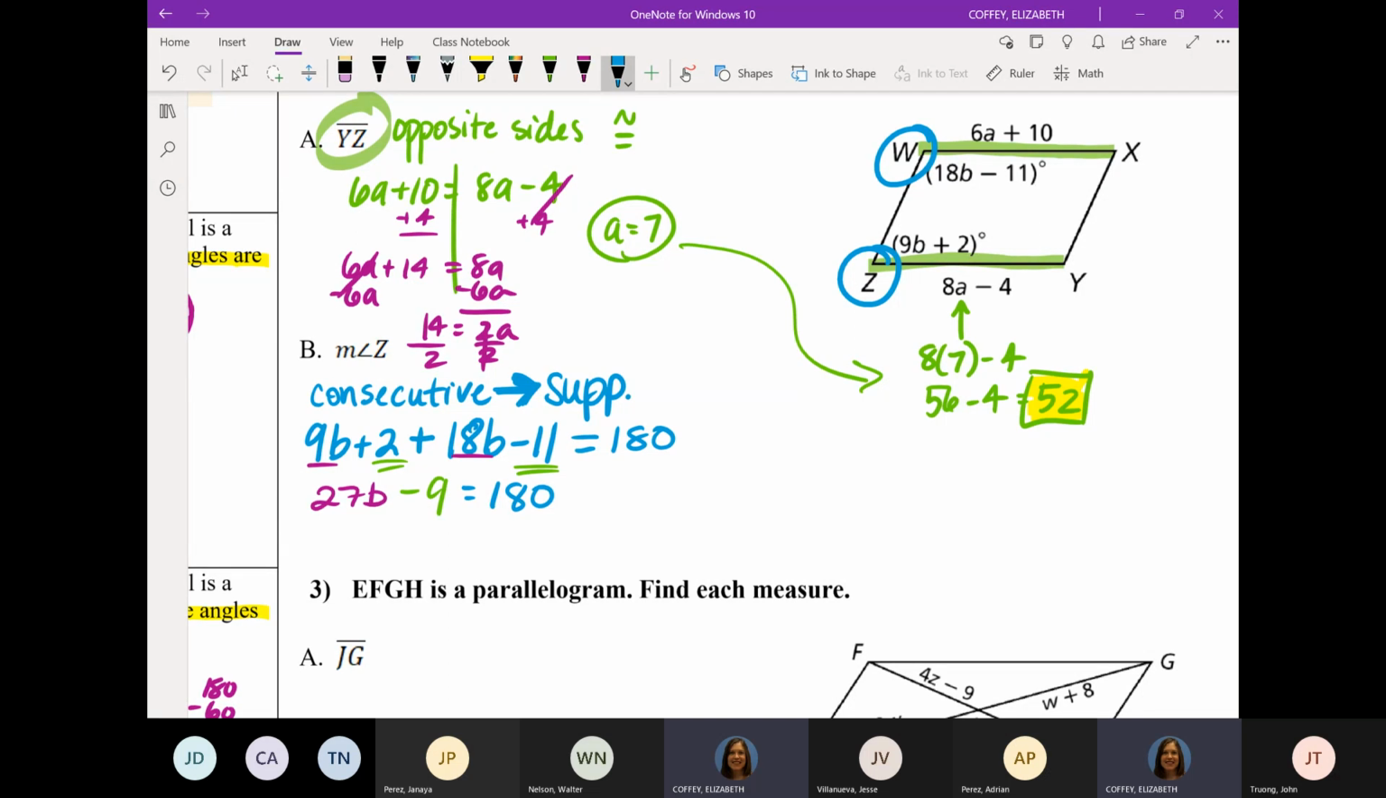Do that. I'm going to check. Got it? All right. Looks like most of us got it.